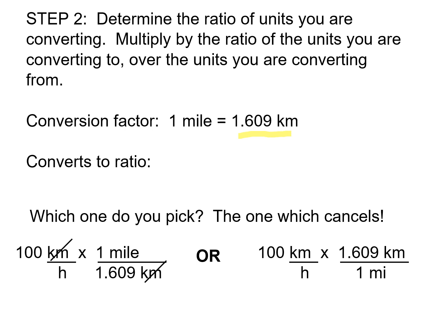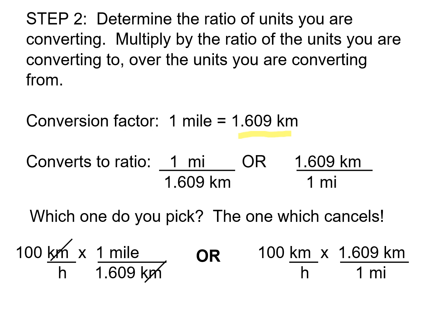1.609 kilometers, okay? This converts to a ratio. So we're looking at 1 mile equals 1.609 kilometers, okay? So we're saying that within 1 mile, there's 1.609 kilometers. Or you could say it reverse, okay?